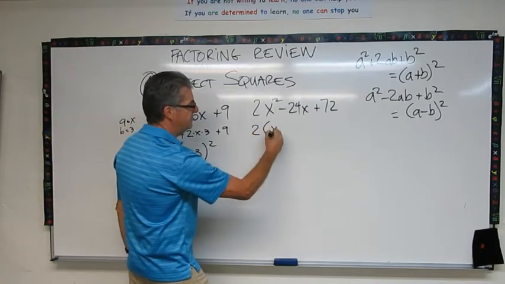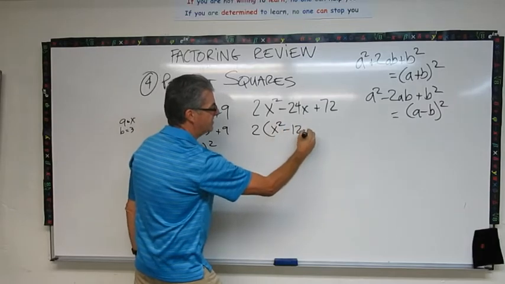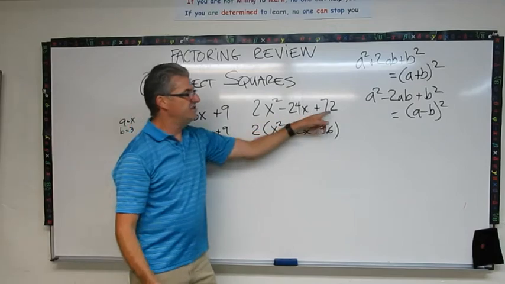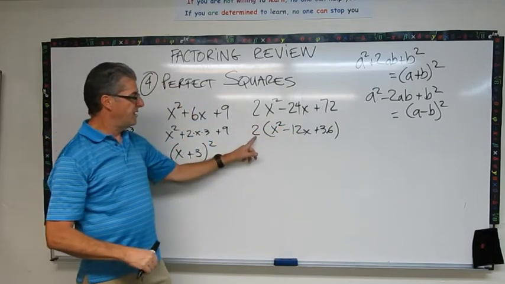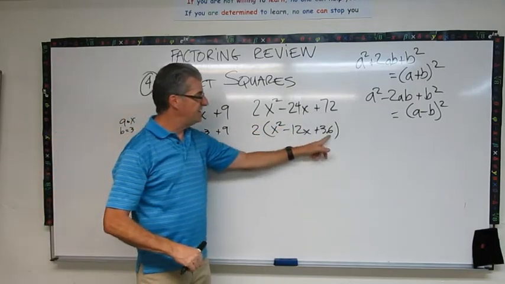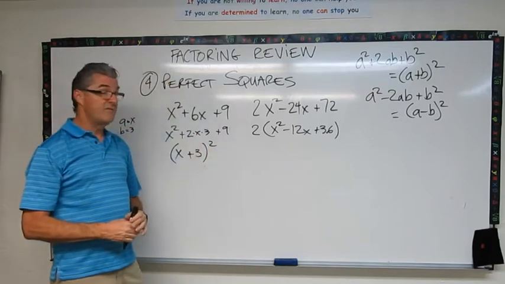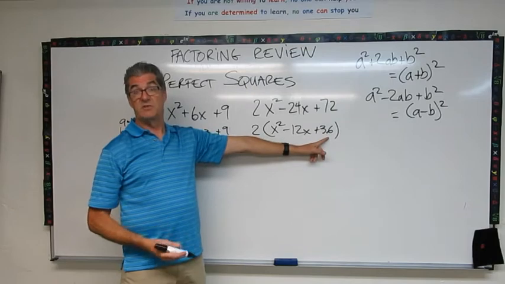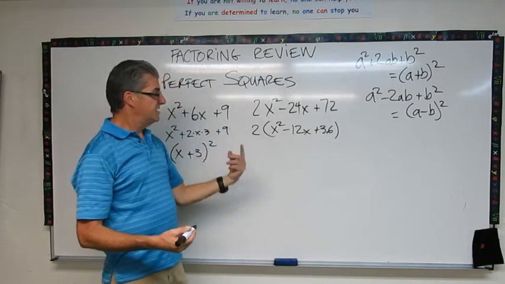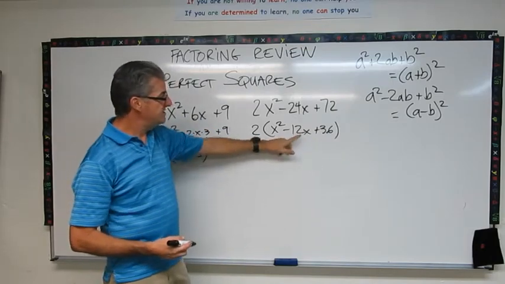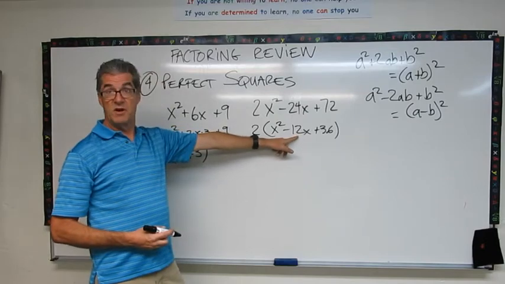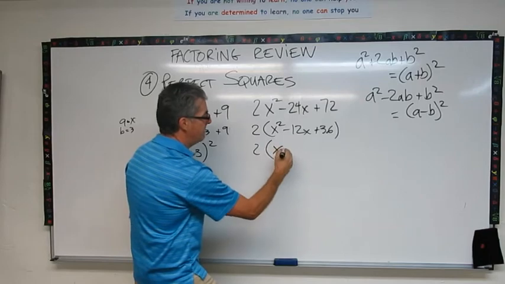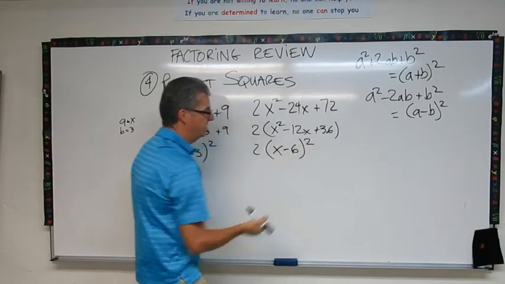Okay, so let's do that. 2 times x squared minus 12x plus 36. I just factored a 2 out of each of the 3 terms, and that wound up with a 2 on the outside, and then what's left inside. Now this is a perfect square. My a is x, my b is the square root of 36, which is just 6. So it's 6 times 2 times x, and that does give us 12. So what we can do here is 2 times x minus 6 squared.